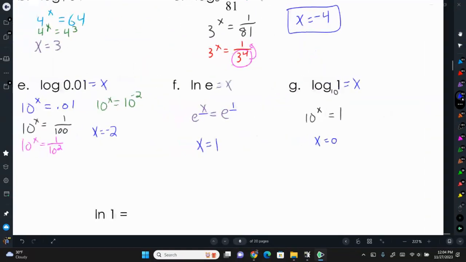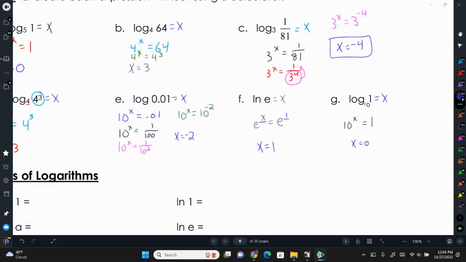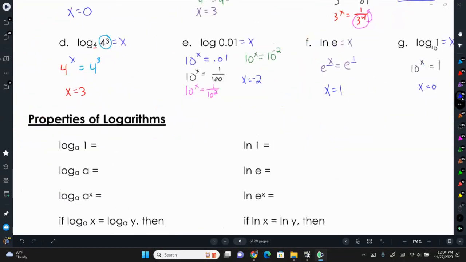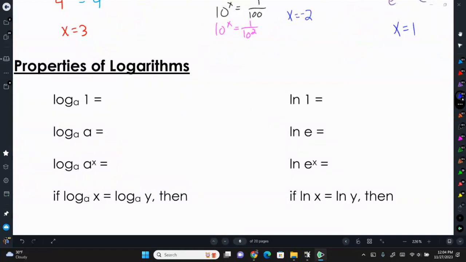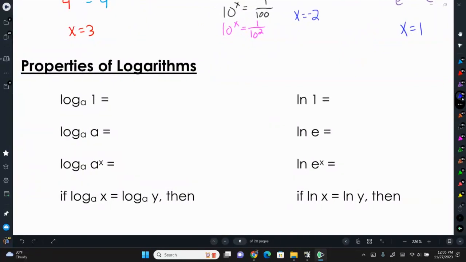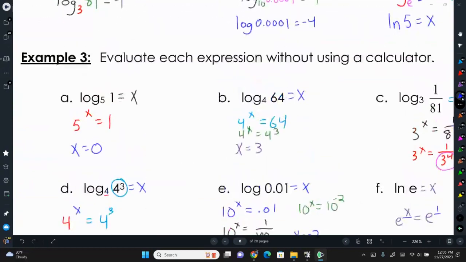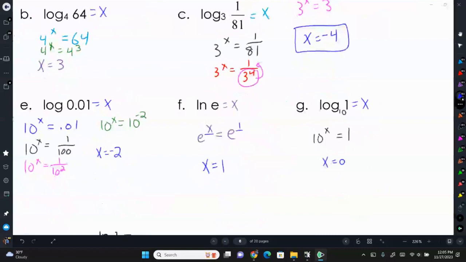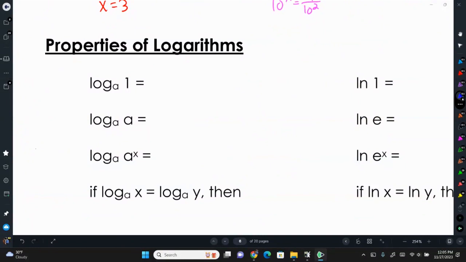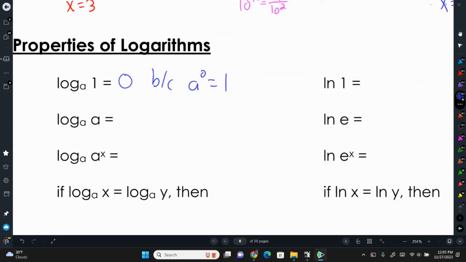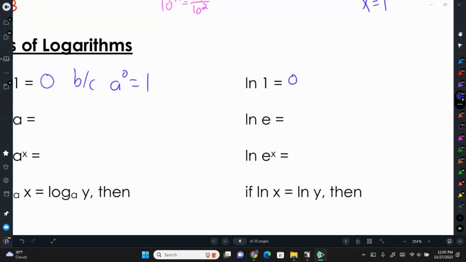So looking back at some of these, we're able to identify or construct some properties of logarithms. So no matter what our base was, if our other number or that value is 1, so log base anything of 1, we had log base 5 of 1, x was 0. We had log base 10 of 1, x was also 0. So log base a of 1 is going to be 0 because a to the 0 power is 1. Anything to the 0 power is 1. And alternatively, ln of 1 is going to be the same thing because e to the 0 power is 1.